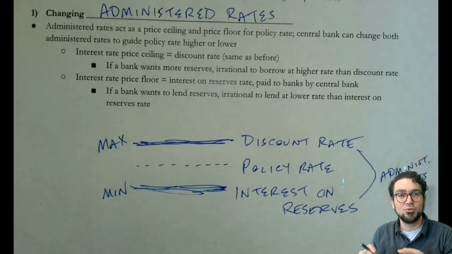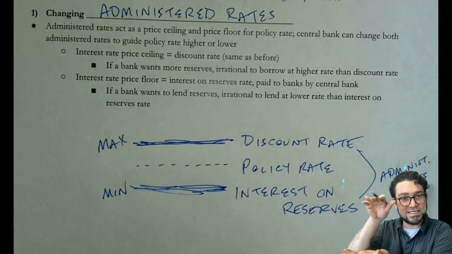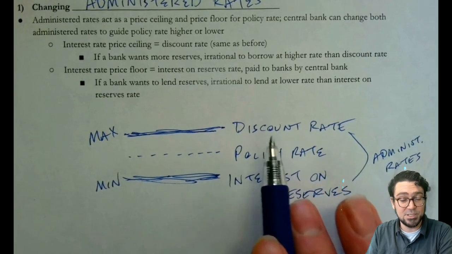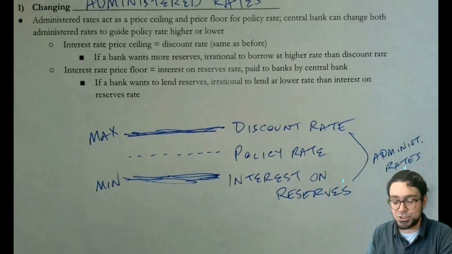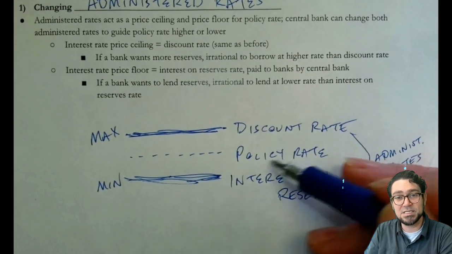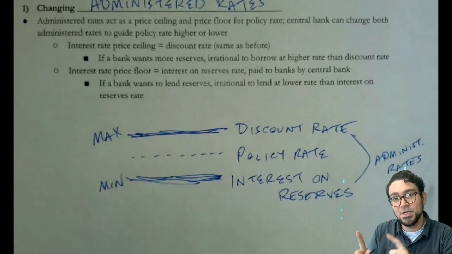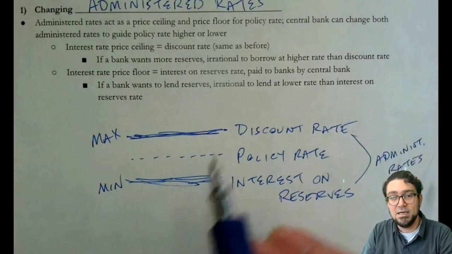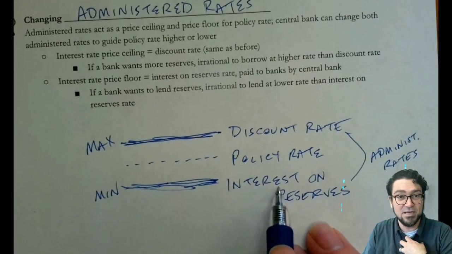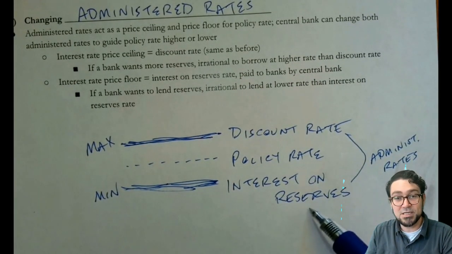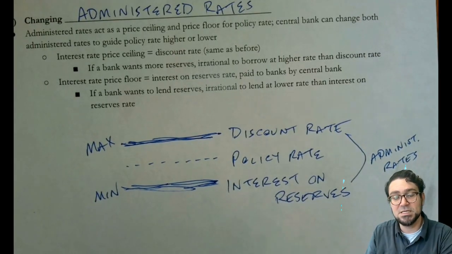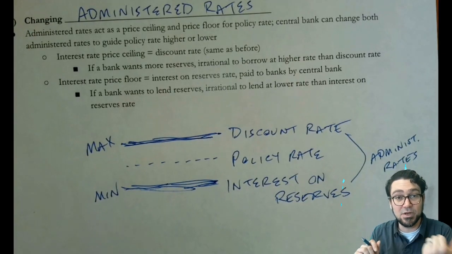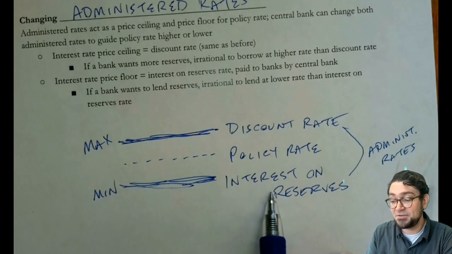It's essentially that what the central bank did is they created a price floor and a price ceiling for that policy rate. Let me explain how they work as a price ceiling and a price floor, and then how they could change it. The discount rate acts as a ceiling because if this policy rate is banks borrowing from each other, there's no reason why those banks would borrow for anything greater than what they could borrow from the central bank. At the same time, the central bank started to pay interest on reserves. And so if you're a bank that does have reserves, you're not going to lend those to someone else for less than what you'd receive from the Fed.